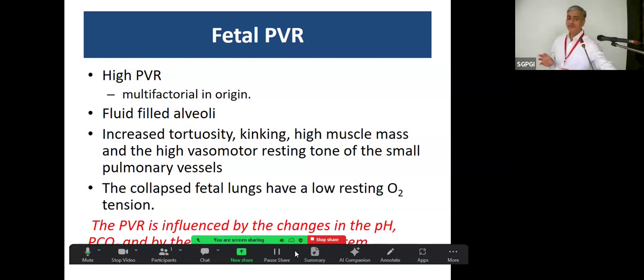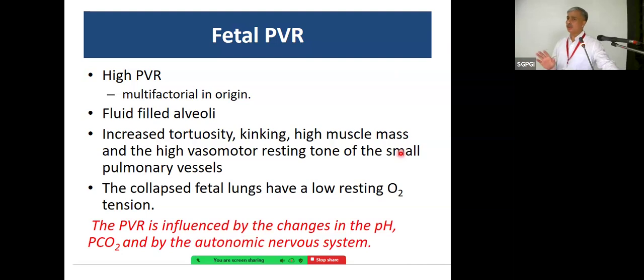The collapsed fetal lungs also have a low resting O2 tension, which is an indirect factor, because we all understand that the biggest dilator for the pulmonary vasculature is oxygen tension. So if the oxygen tension is low, this will all cause an increased pulmonary vascular resistance. And the PVR is affected by changes in the pH, PCO2, and the autonomic system.